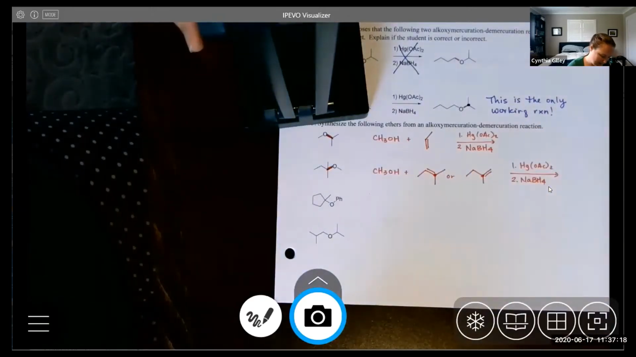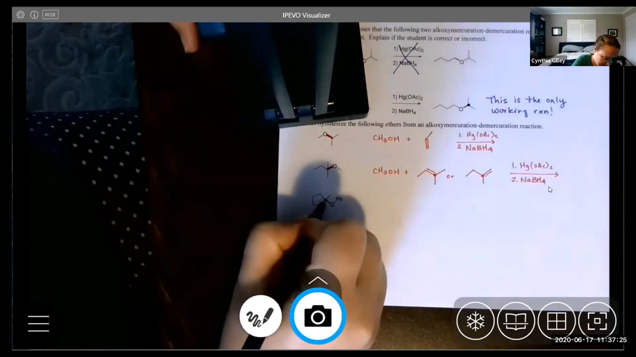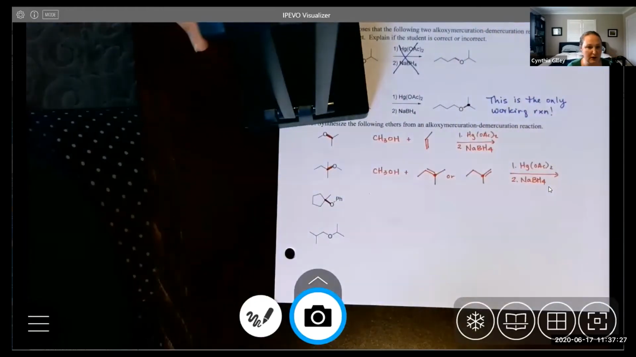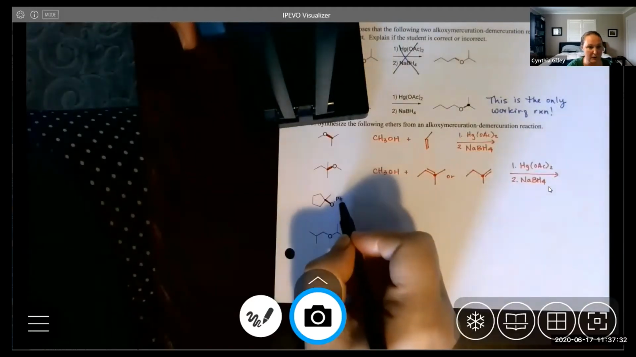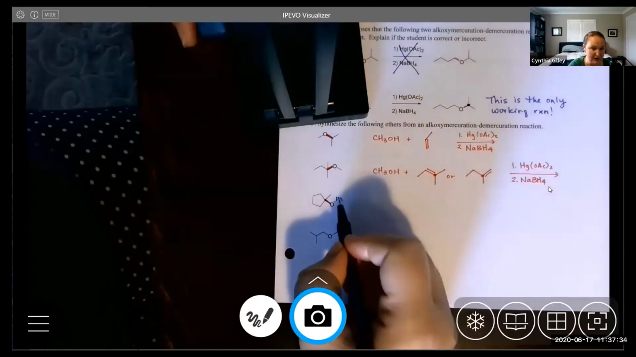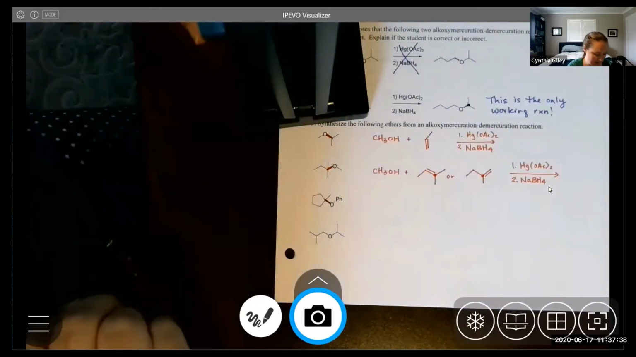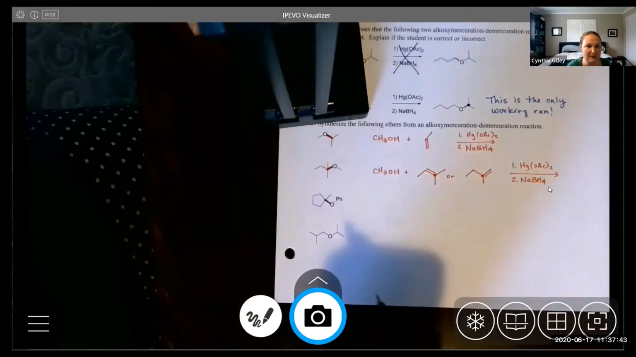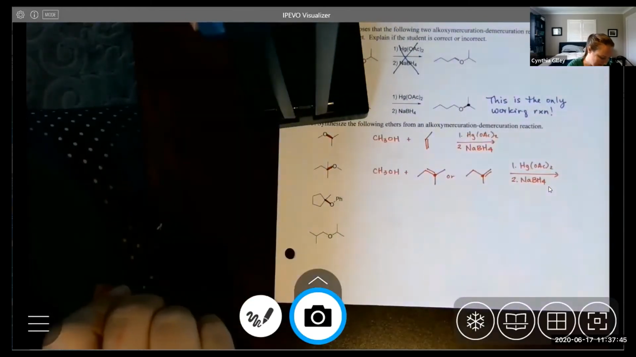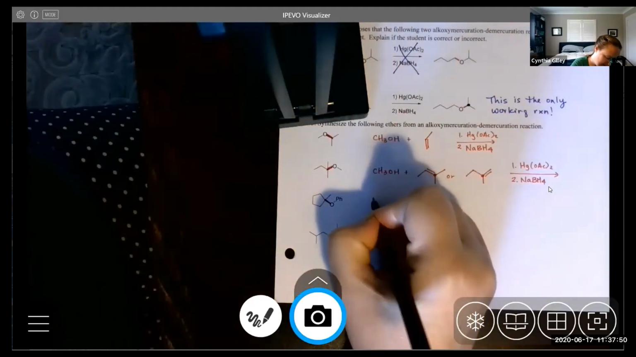Okay, so looking at this one, we have a bond to a phenyl group, and then a bond to a tertiary carbon. You can't make this bond to a phenyl group because the carbon attached here is sp2. That would not work out. Because it's already a double bond. If you had another one, it would be like a triple bond. It wouldn't work.